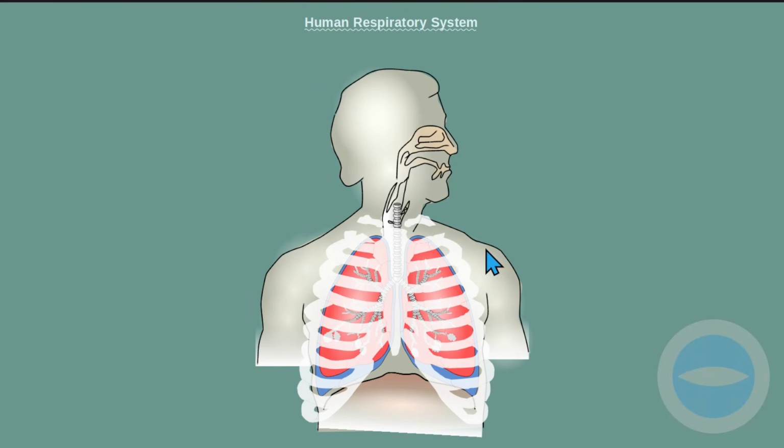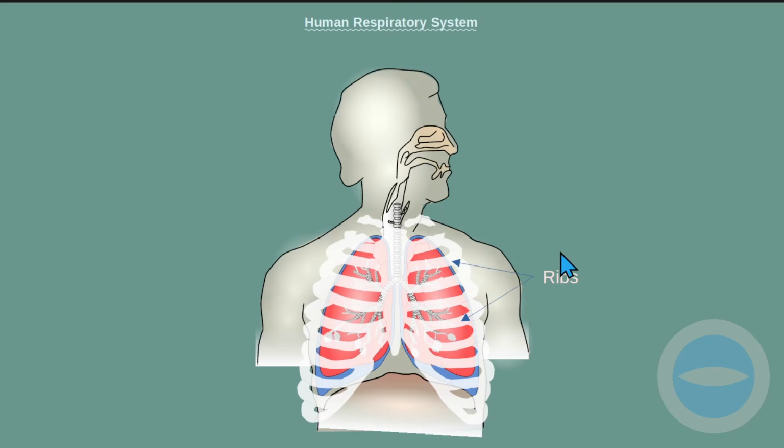So this is the structure of a human respiratory system. I will explain each part according to the examination guideline. So first of all, I will start with the ribs. The ribs are these bones.